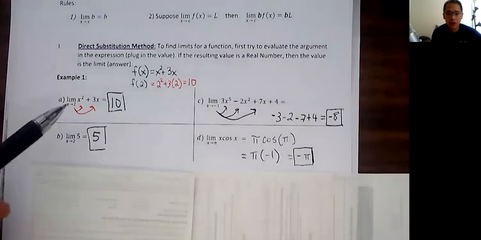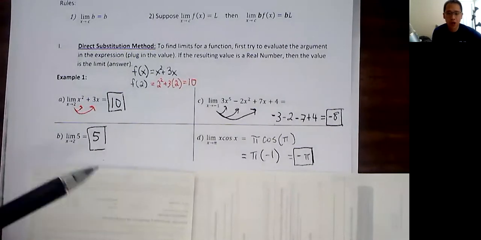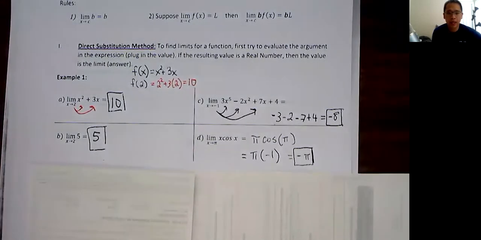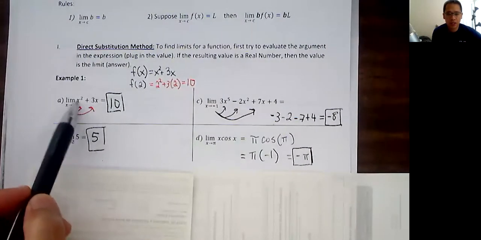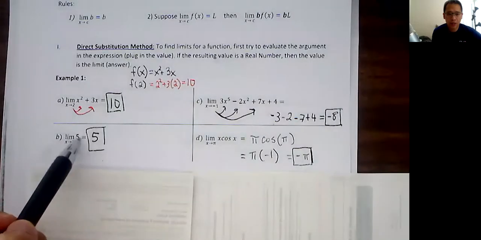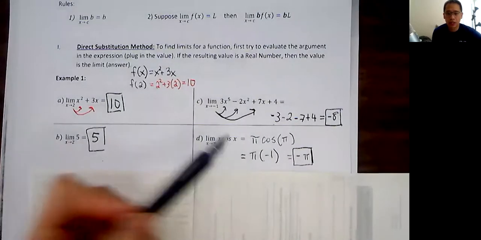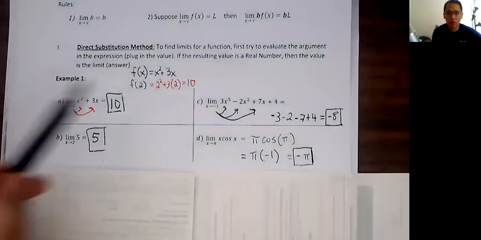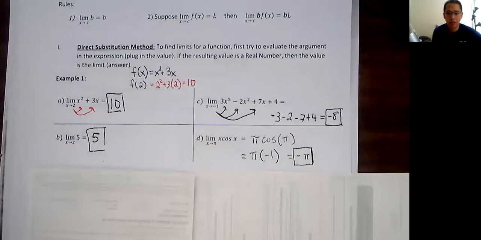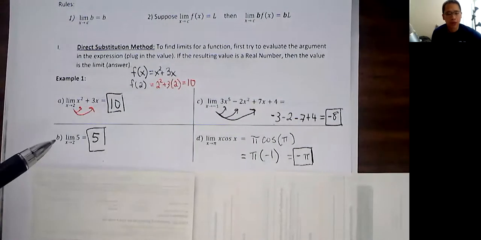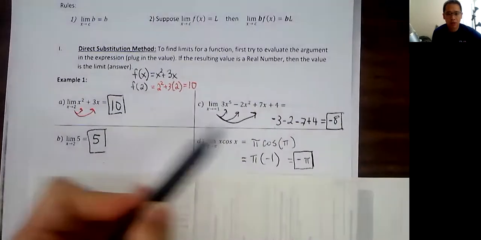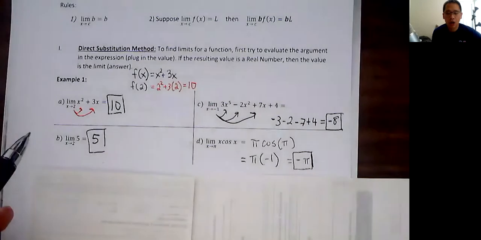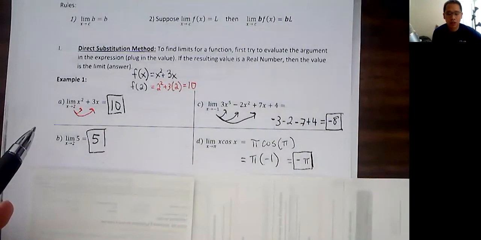Why is there no distinction for these problems between a limit and a function value? What is it about these expressions that's causing there to be no distinction between the function and limit? Okay, so the answer is that there's something about all these that's common. All these expressions are continuous.